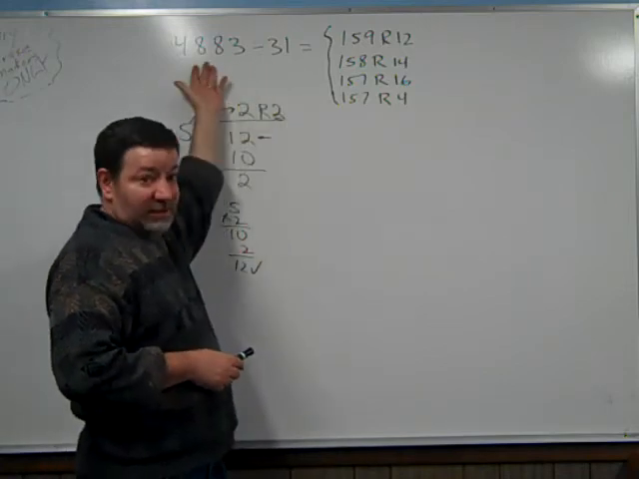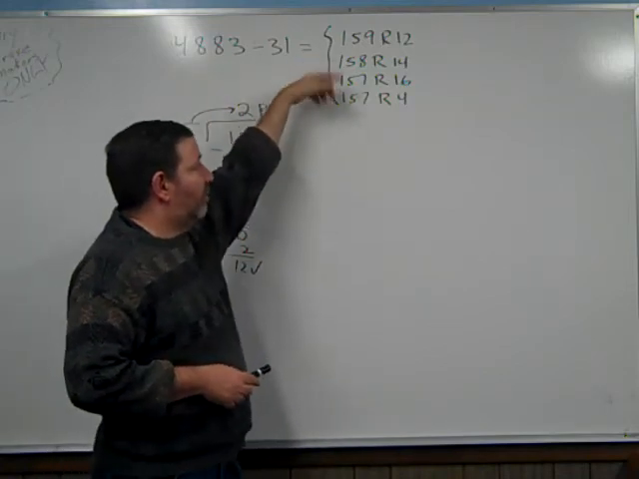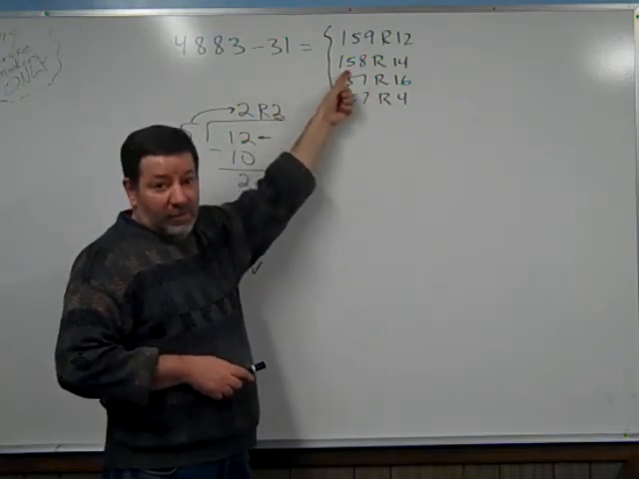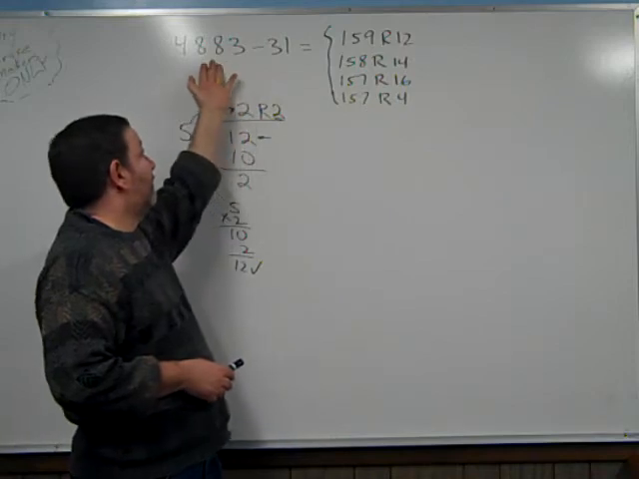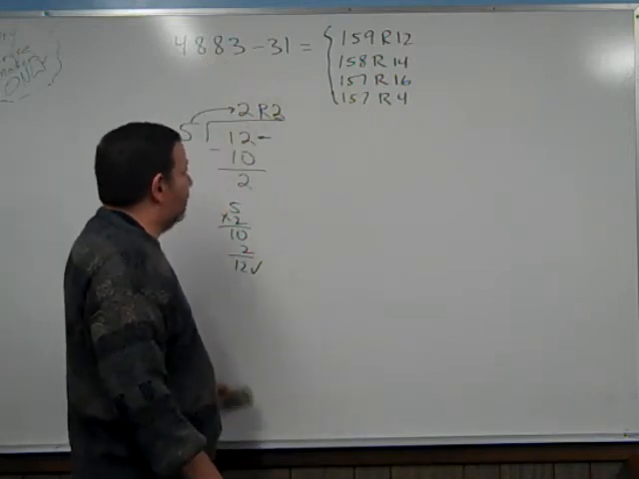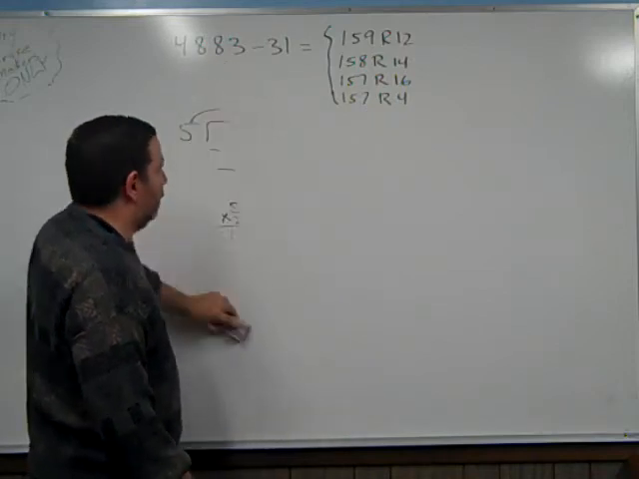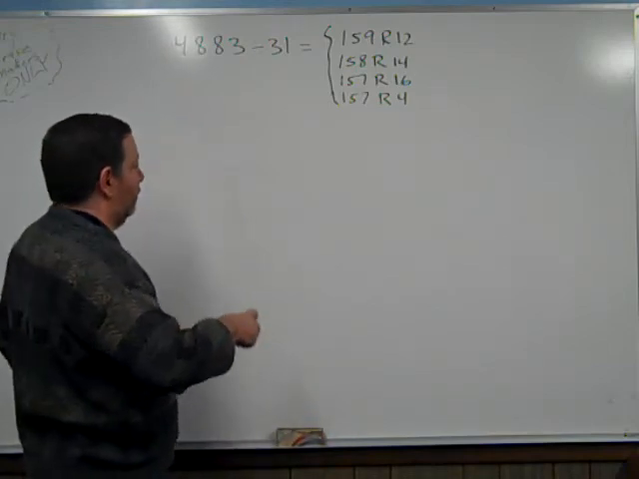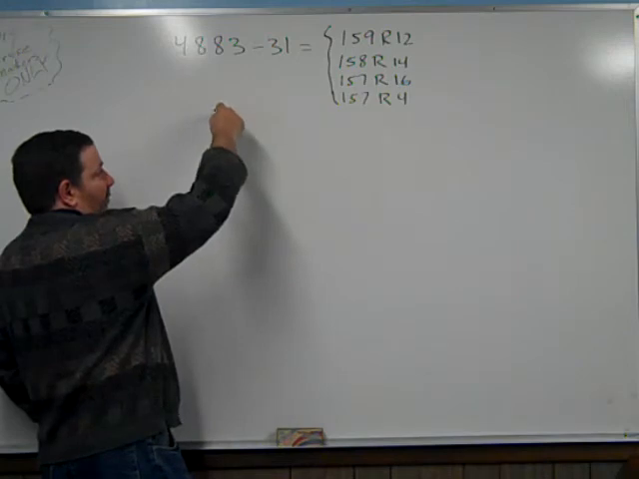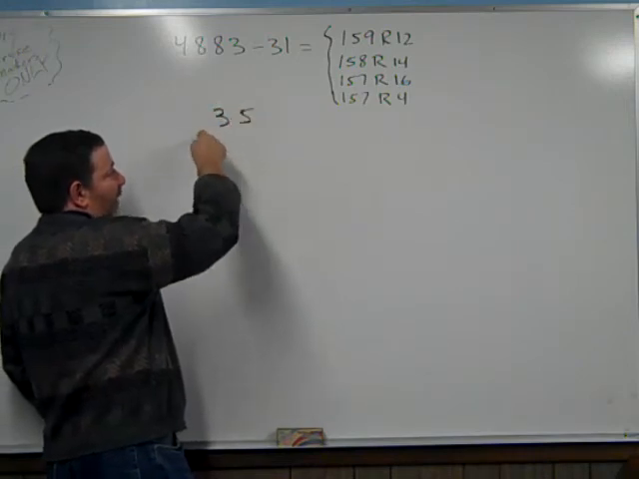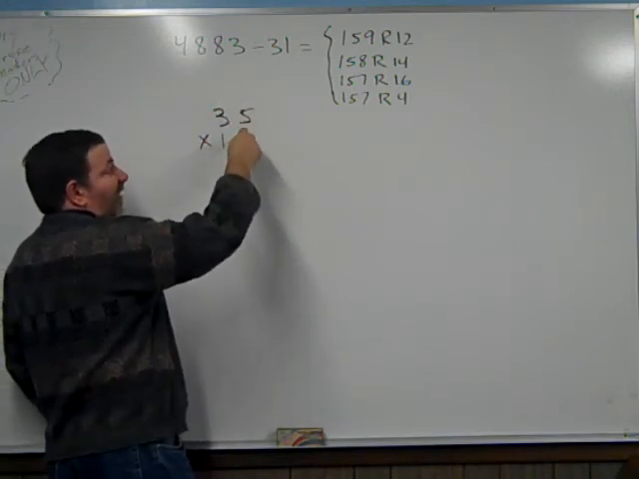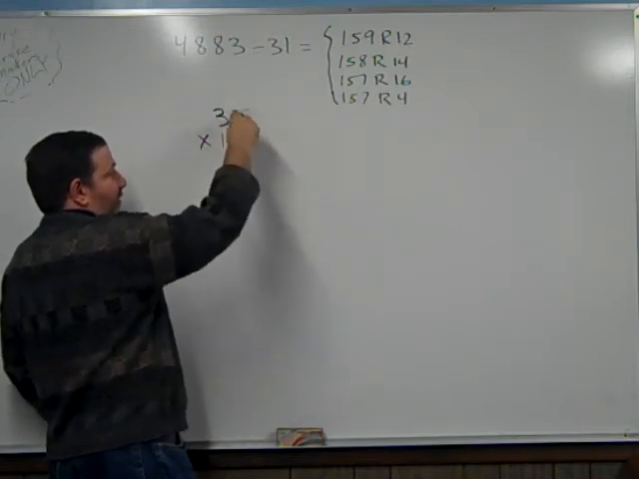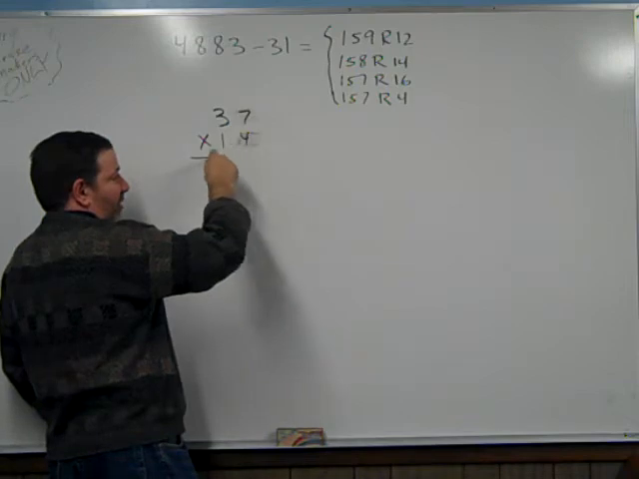Or you can do the division. If you do it the way I said first, you can multiply 31 by 158, add 14, see if you get this number. You can do that 4 times. Or you can be really clever about this. Let's look at something. Suppose we want to multiply 35 times 16. Actually, I don't like 16. How about 37 times 14?